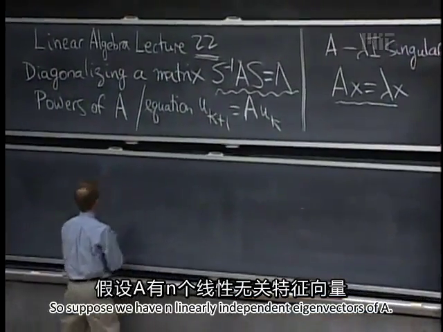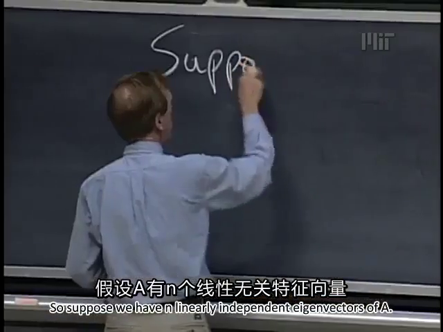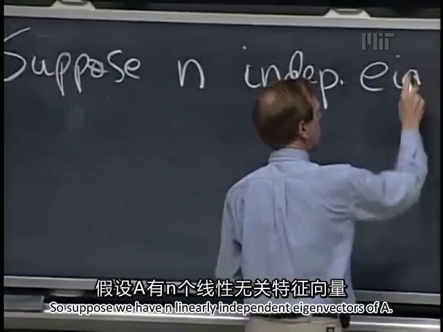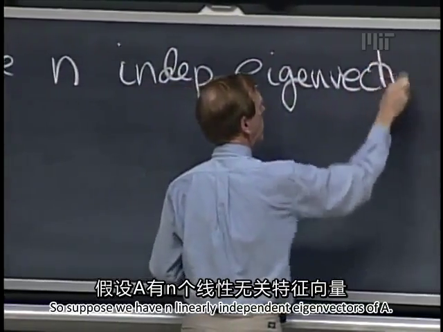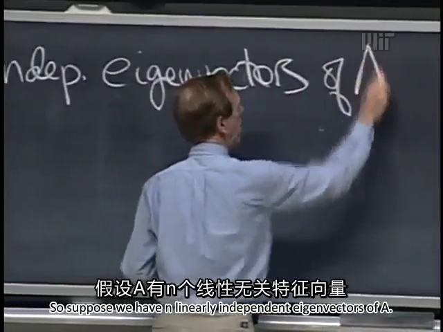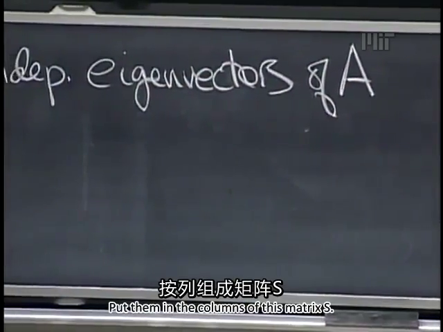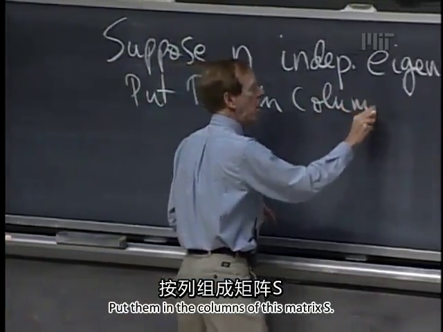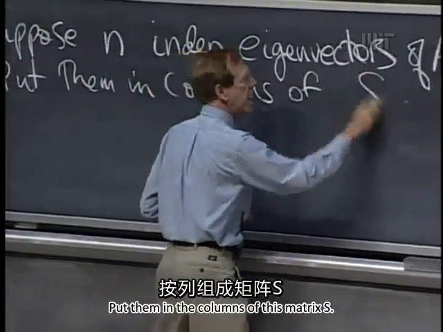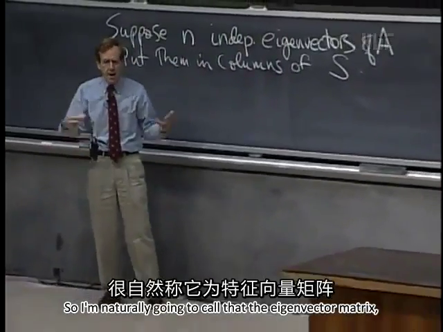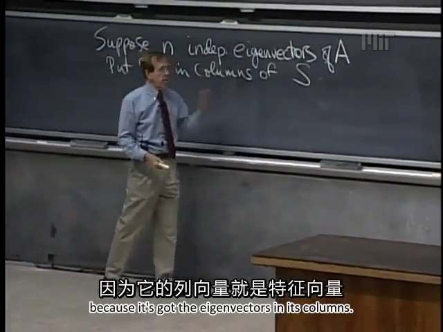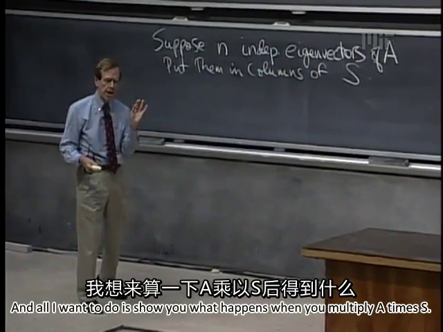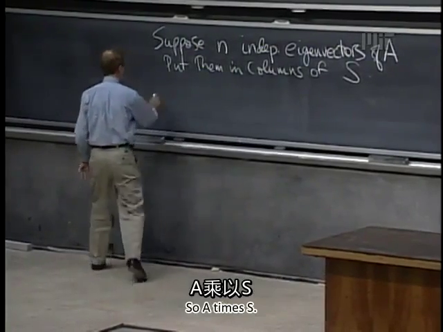So suppose we have n linearly independent eigenvectors of A. Put them in the columns of this matrix S. So I'm naturally going to call that the eigenvector matrix because it's got the eigenvectors in its columns. And all I want to do is show you what happens when you multiply A times S. So A times S.